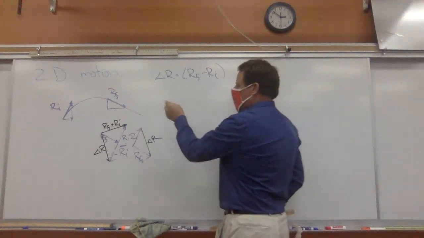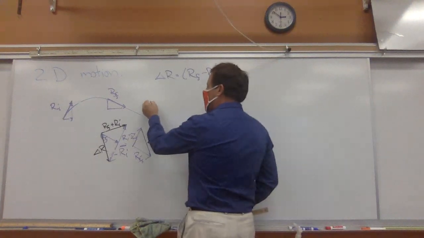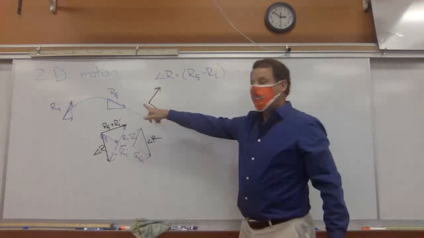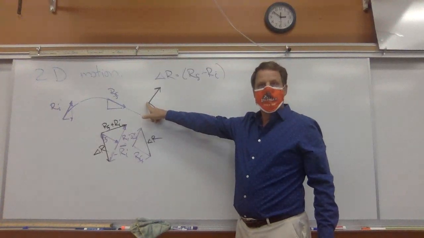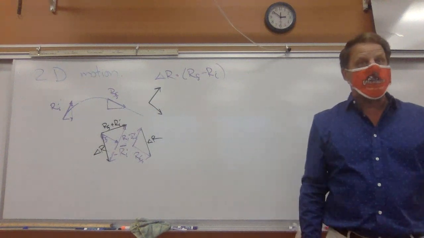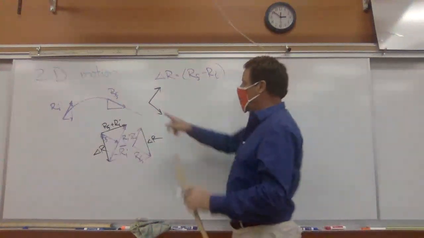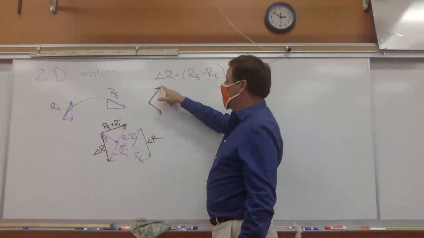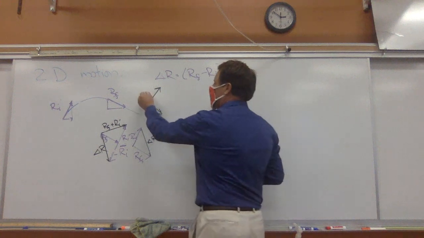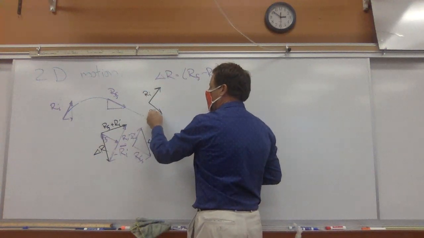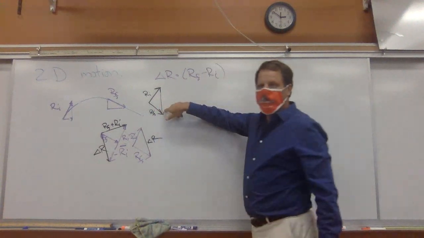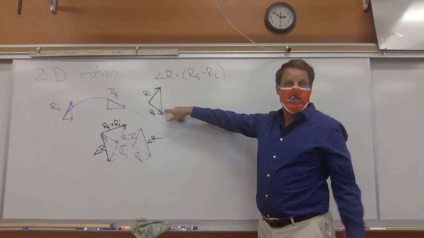What I'm trying to say here is, if we start both vectors tail to tail, as opposed to when we normally graphically add things, where we go from the tail of the second one to the head of the first one, but if we know that this is our R initial and this is our R final, we can draw this line right there, and that is going to be our delta.